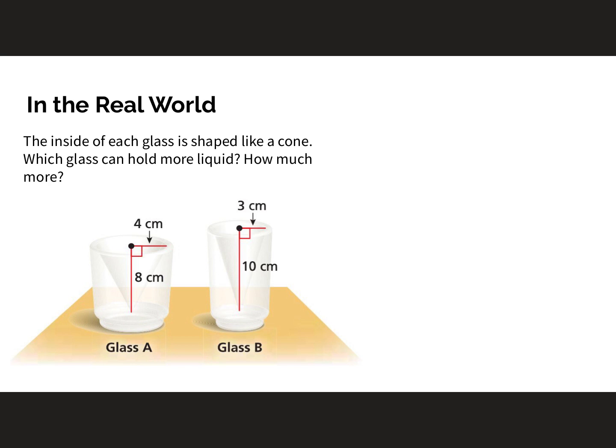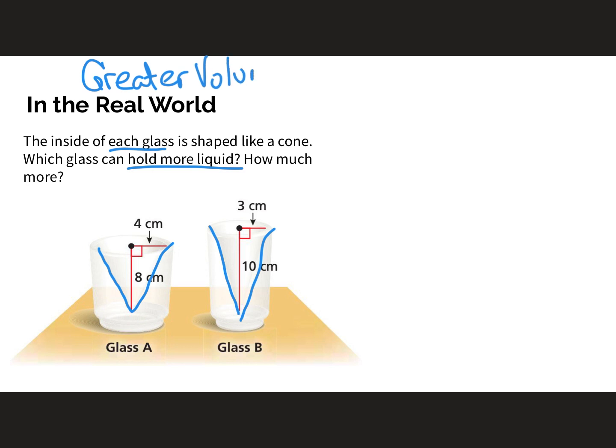Okay, one more real world example. The inside of each glass is shaped like a cone. You can see these cones here. See how they come down. Which glass can hold more liquid? First of all, to find out which glass holds more liquid, we find out which one has the greater volume. That's what can hold more liquid. So we're looking for the greater volume.